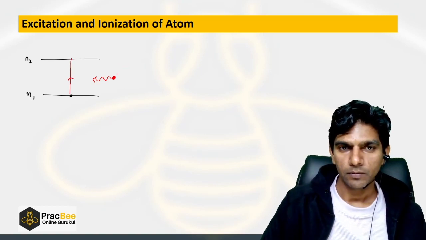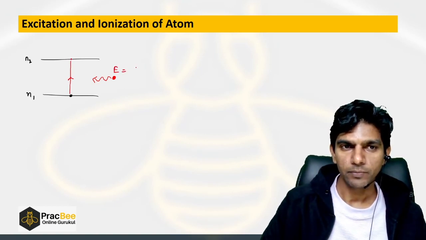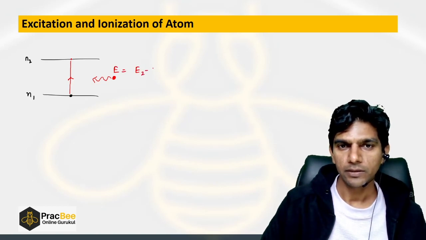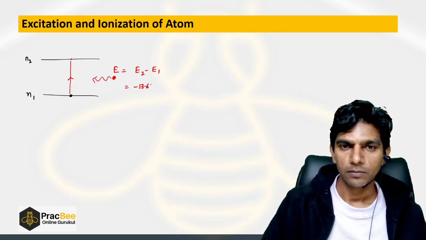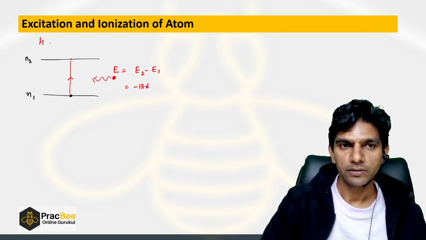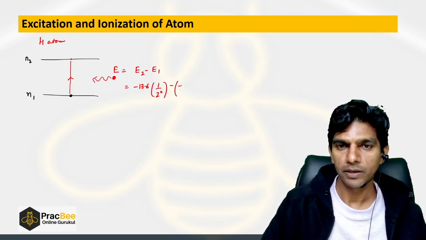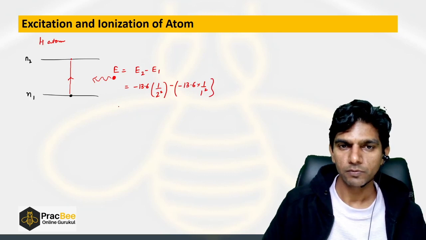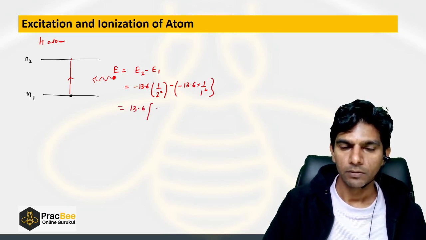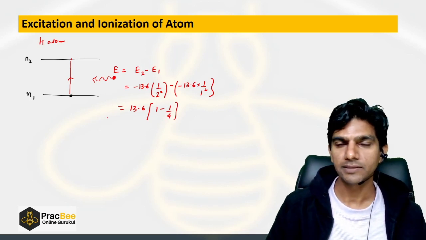Now the energy of this photon will be E2 minus E1, and if I consider the hydrogen atom, it will be minus 13.6 times 1 upon 2 square minus minus 13.6 times 1 upon 1 square. So this will become 13.6 times (1 minus 1 by 4). Like this, we can find the excitation energy.